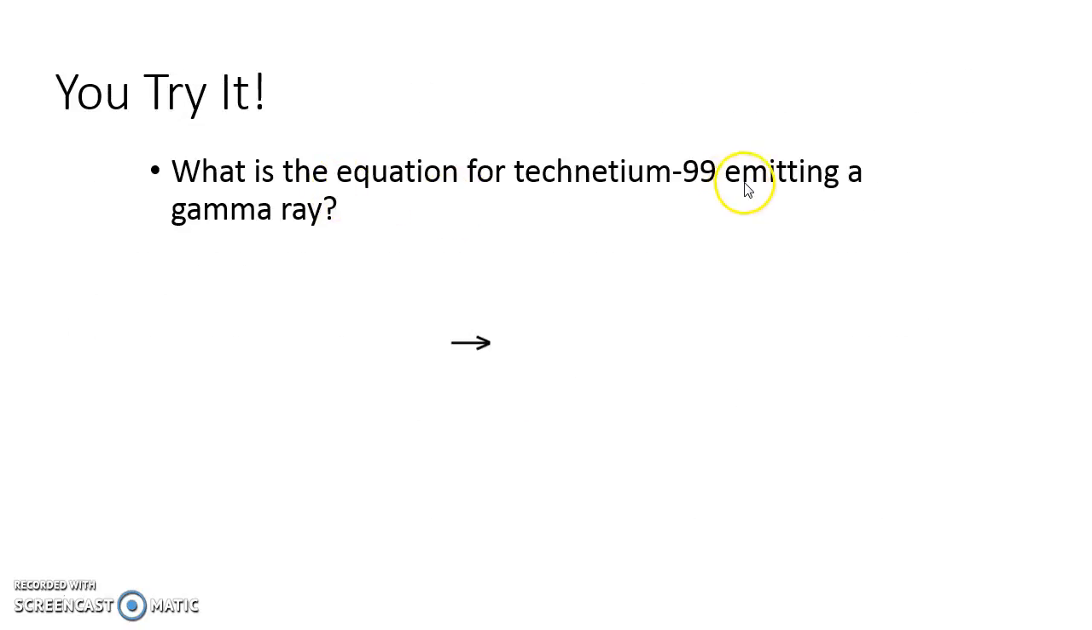So what is the equation for technetium-99 emitting a gamma ray? First thing you have to do is write down technetium-99. Then you know it's going to be emitting a gamma ray. With 99, 43, and a 0, it must be that it's 99 and 43.